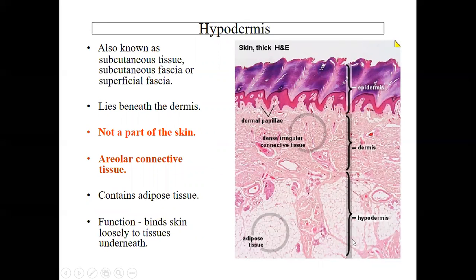Okay, for the hypodermis, this is the hypodermis. The hypodermis is also known as subcutaneous tissue, or subcutaneous fascia, or superficial fascia. It lies beneath the dermis. Okay, it's not part of the skin.